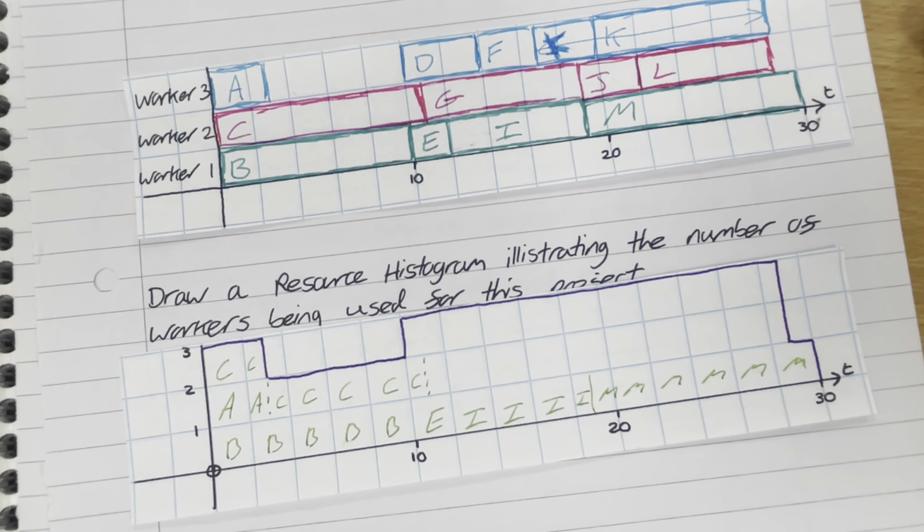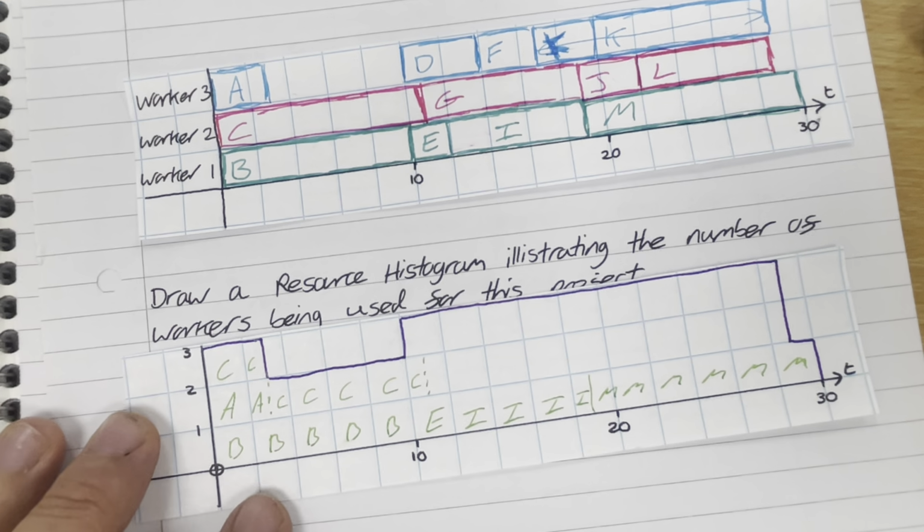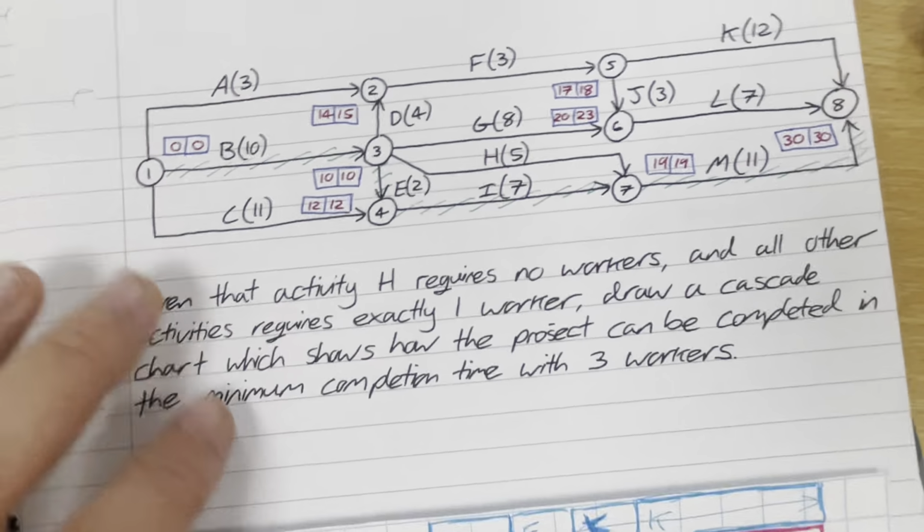It's just representative of how many workers are being used and which activities are being undertaken at any particular time. The actual histogram is the perimeter of the shape. It's nothing to do with what's actually written inside. Okay. Right, so that's example number 1.